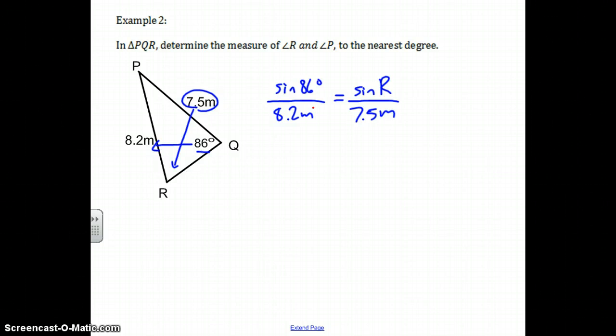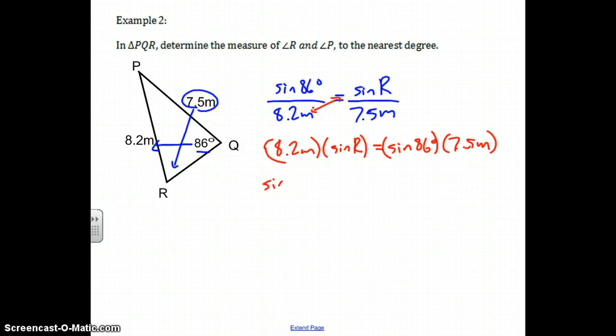We have these two here, so 8.2 meters times sine R equals the other two multiplied, sine 86 times 7.5 meters. Now we want to get sine R by itself, so we divide everything by 8.2. So we get sine R equals sine 86 degrees times 7.5 meters all over 8.2 meters.